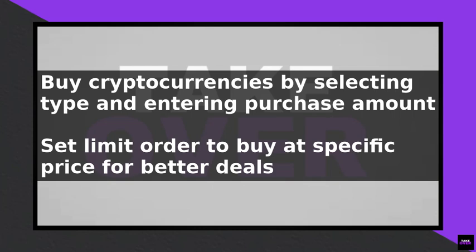It is also important to keep in mind that cryptocurrency prices can be volatile. So it is essential to do your research and set a realistic price for your sale. In addition to buying and selling, Crypto.com also offers other features such as staking, lending, and a crypto credit card. These features allow you to earn interest on your cryptocurrencies, borrow funds, and spend your cryptocurrencies in everyday life.